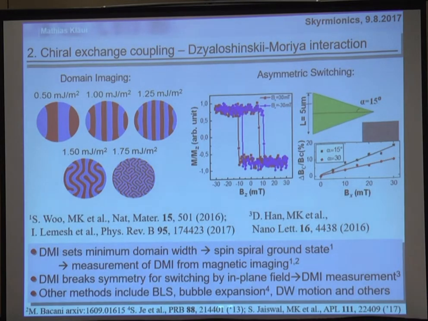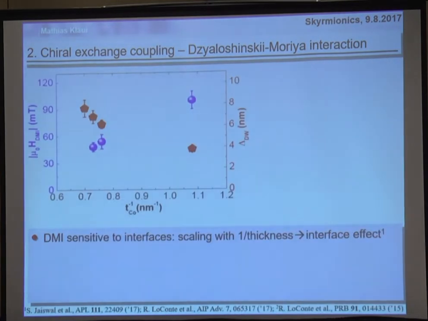Now there are other methods such as BLS, generally the asymmetry of the spin wave dispersion, bubble expansion, domain motion, and so on. Now let's look at the outcome. Well, the first thing that we want to measure by using different methods is to see how the DMI scales with thickness.